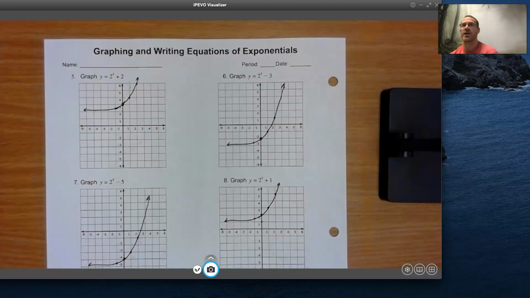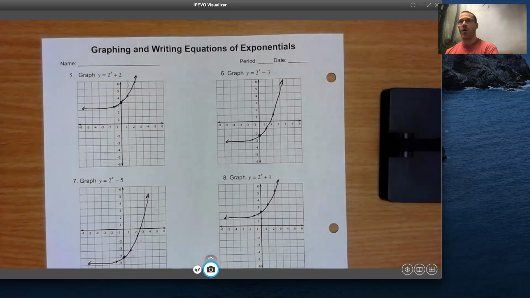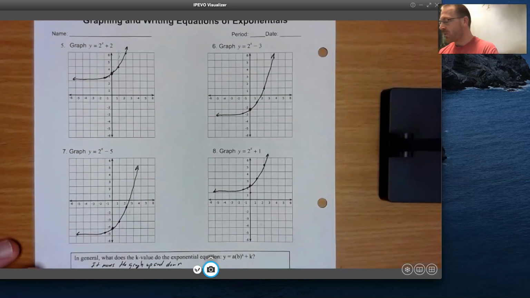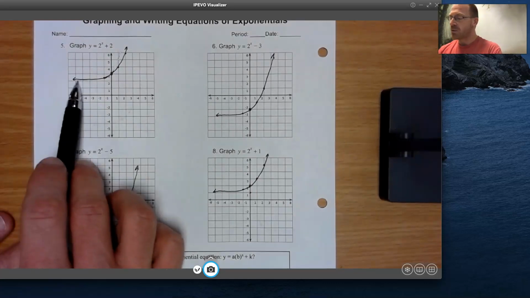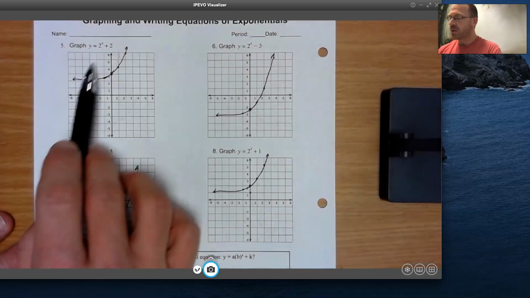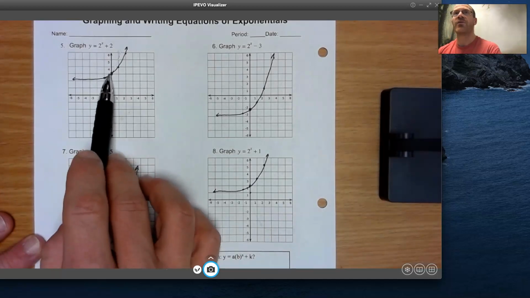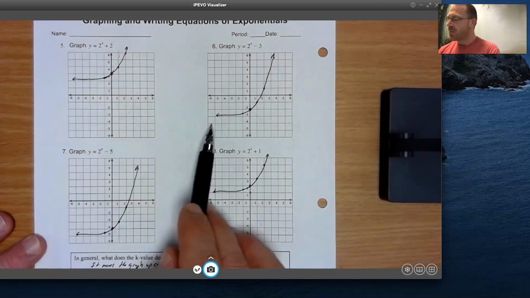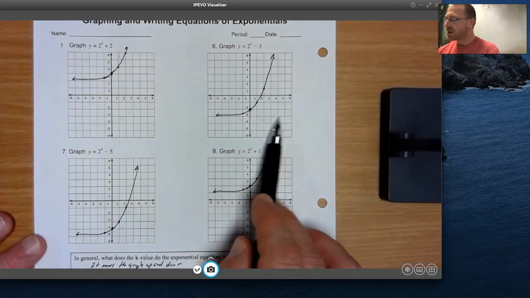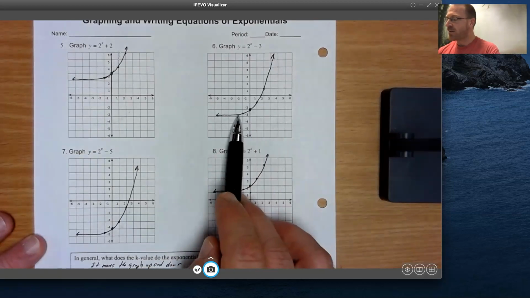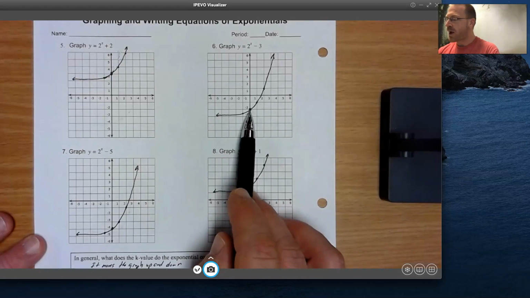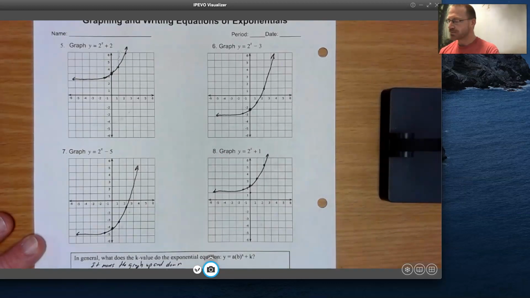All right, now let's look over here. Now our floor, or asymptote is the formal term, has changed. Now notice my tail gets really close to 2. We see that plus 2 in the equation here. My y-intercept is still 1 above that floor. Same thing here. My floor is -3. My tail of my graph gets really close to -3, and that y-intercept is 1 above.